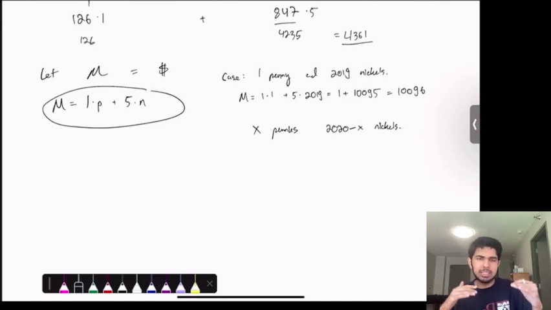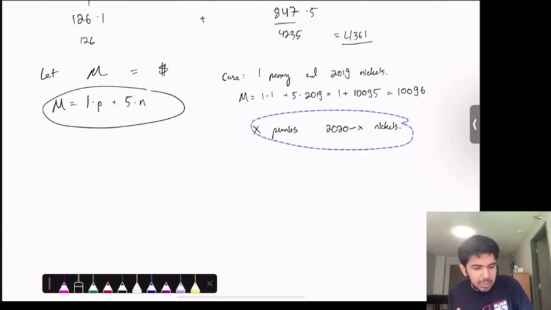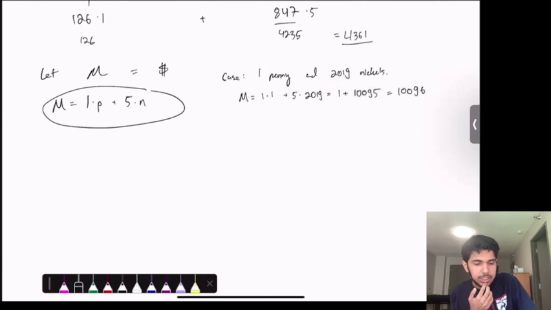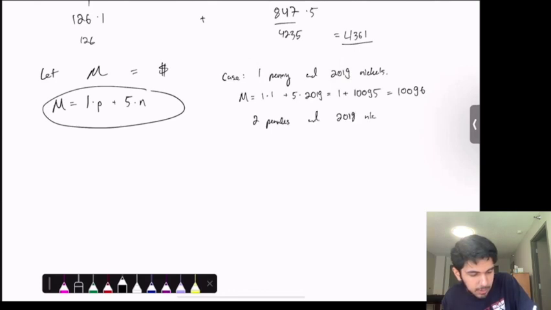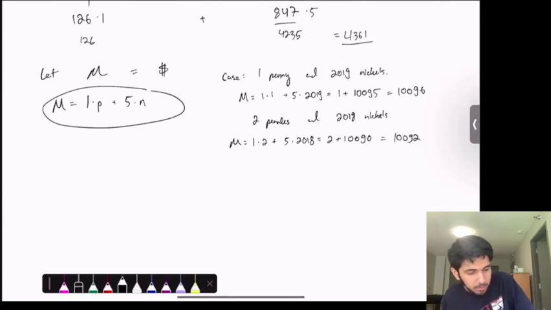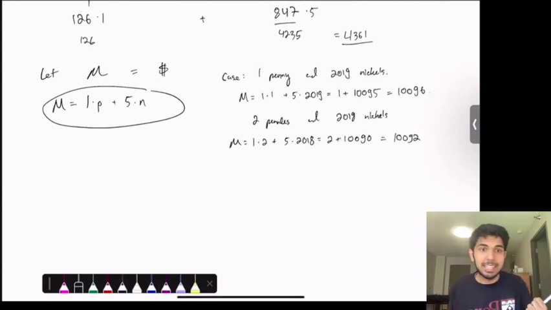And it sort of is this balancing thing where we increase one by one and then decrease one by the other. So let's just see what happens if our calculation here is incorrect, meaning that this is not the maximum amount of money you could have. Let's see what happens when we consider the case 2 pennies and 2018 nickels. Then m is equal to 1 times 2 plus 5 times 2018. That's equal to 2 plus 10,090, which is equal to 10,092. So we went down by 4 cents.